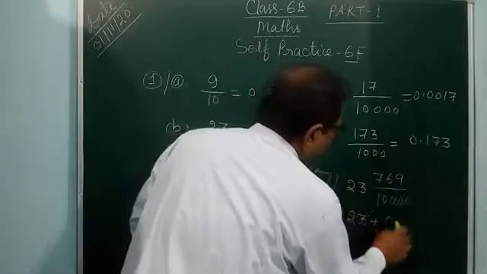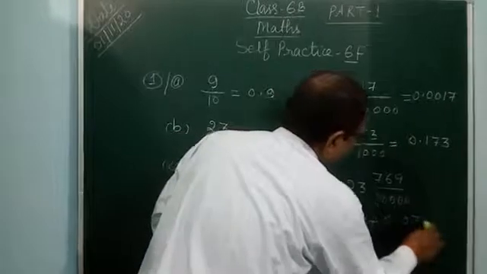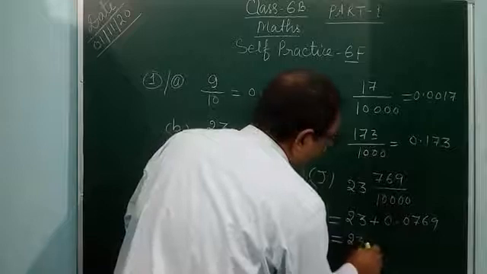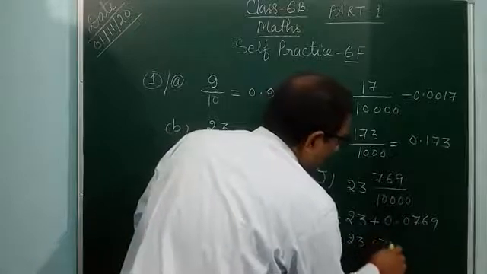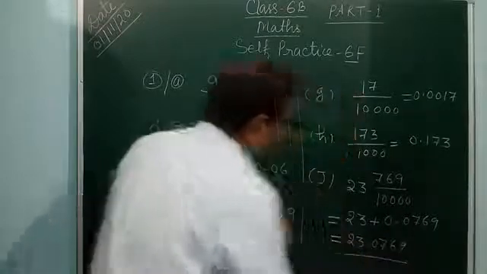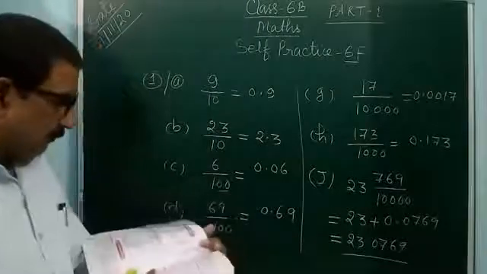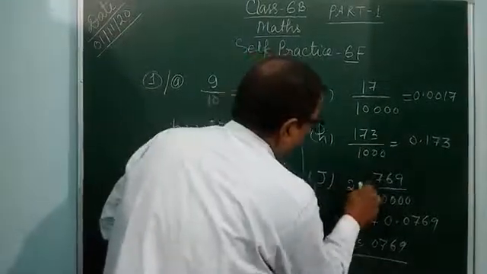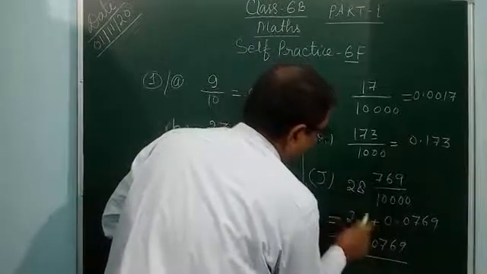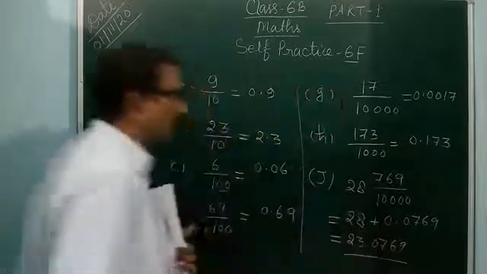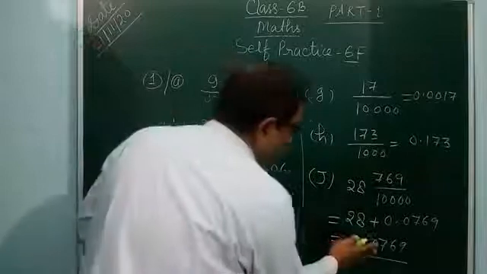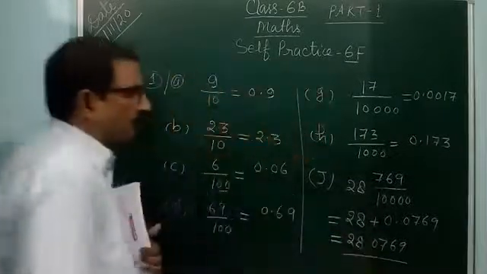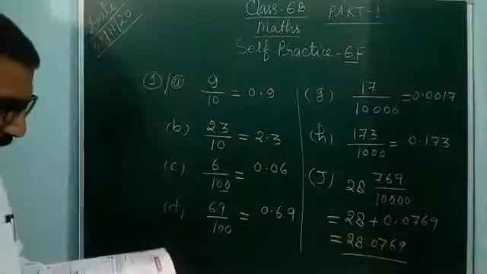Here it means 0.0769. You can add together 23.0769. This is answer. So you can change here 28 given, not 23, 28 given. So you write 28 in the question, given 28. So 28.0769. Like that you can do.